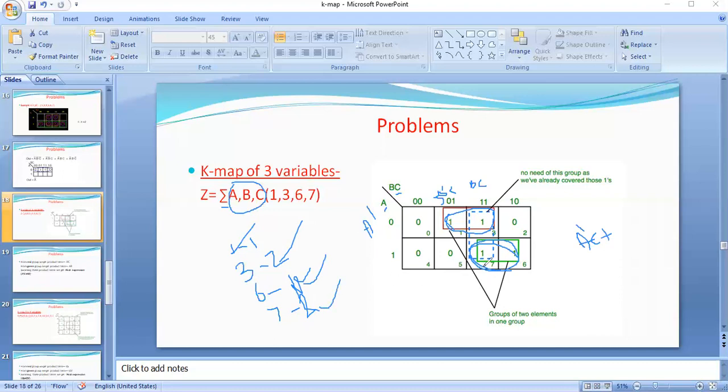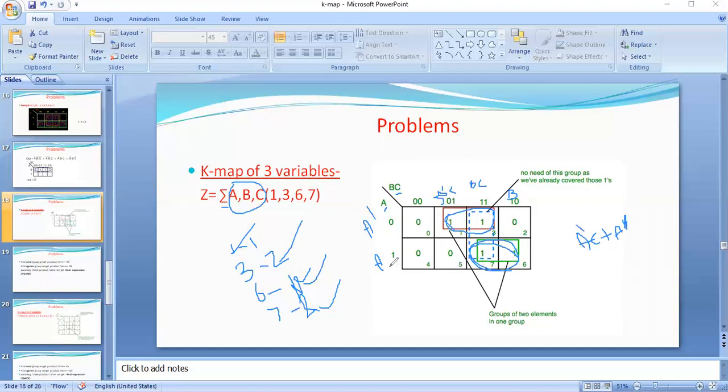So after that grouping, what is the common term here? Horizontally, we have A and vertically we have B. So what is the product term? AB. And we do not need to group these 2.